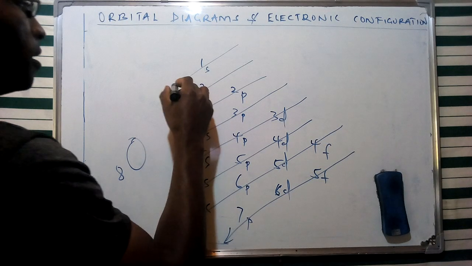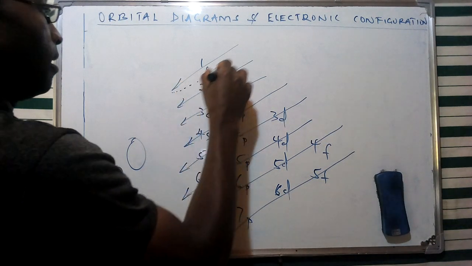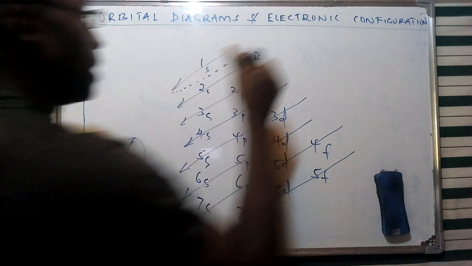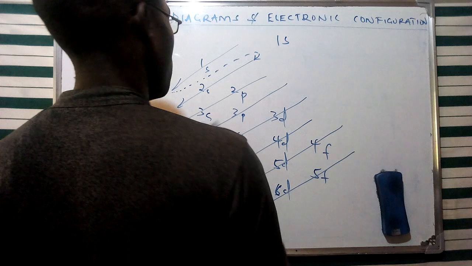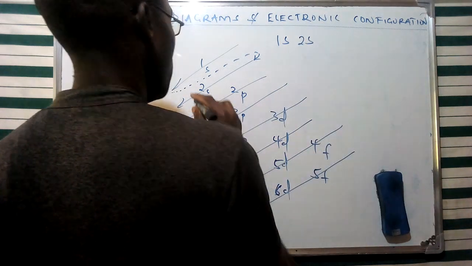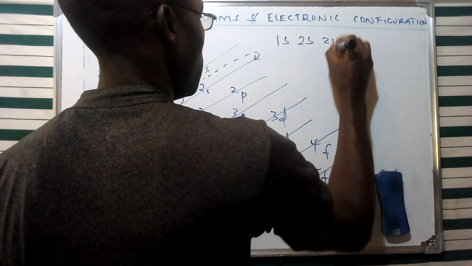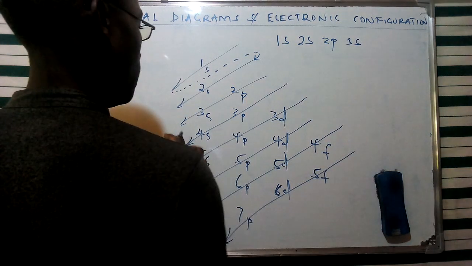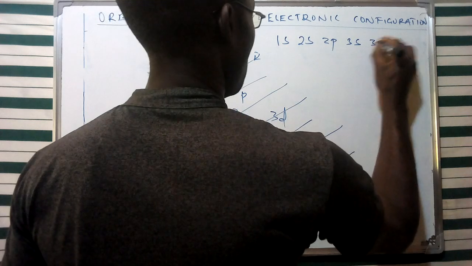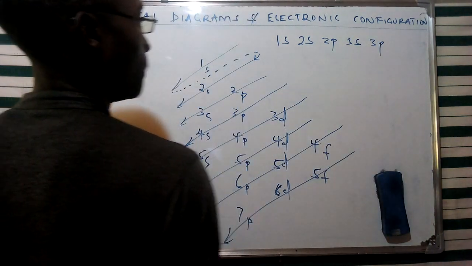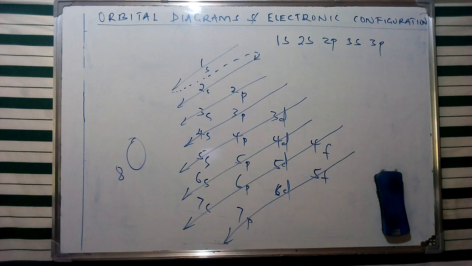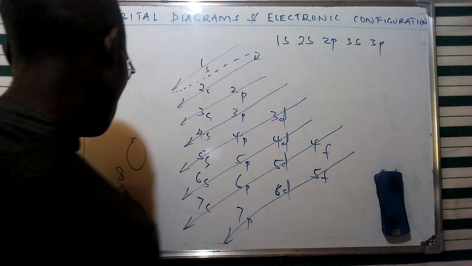Now they are going to go in this specific order, whereby we're going to have the 1s orbital having the lowest energy, followed by the 2s orbital, 2p, and then a 3s orbital, and then a 3p orbital, going in that particular order. So for oxygen, we're going to have this electronic configuration given in terms of 8 electrons. This is the atomic number.